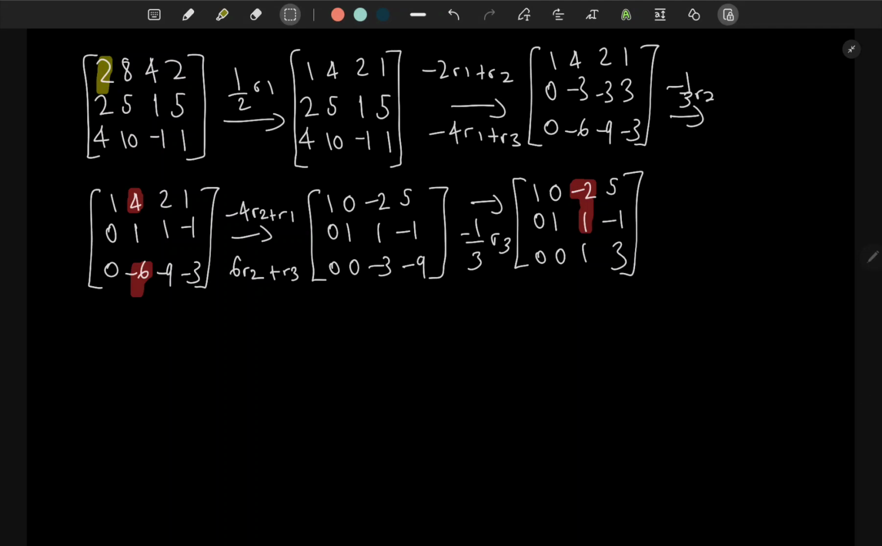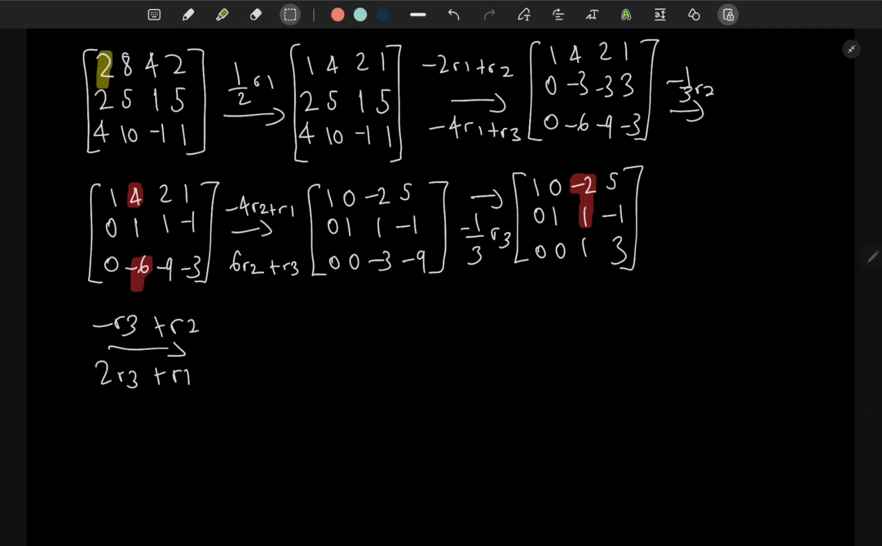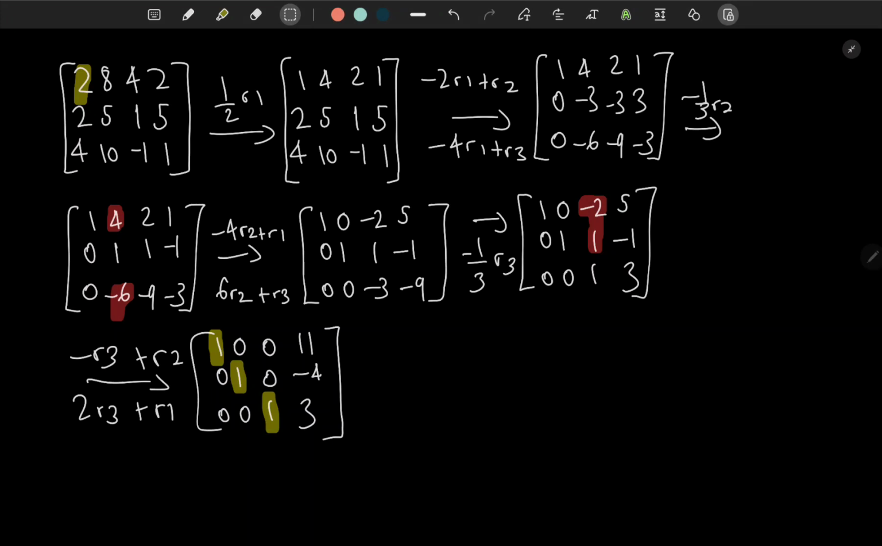And now the last step which is left is to get rid of the numbers highlighted in red here, and we do that by doing minus R3 plus R2 and 2 R3 plus R1. And this is the final matrix in RREF form, and we can verify by checking the pivots and any numbers below and above it. And yeah, so that's all for this video.